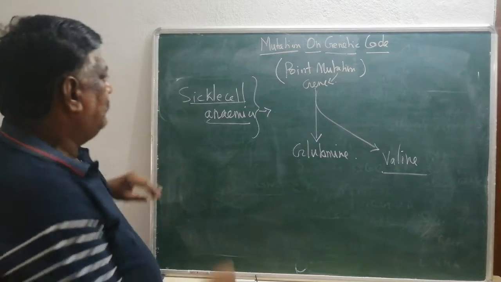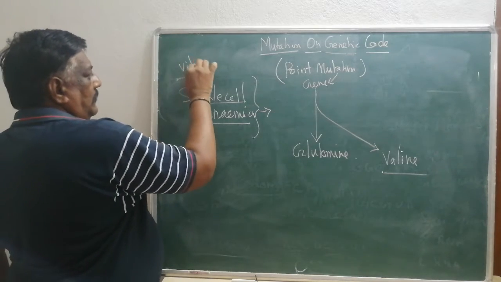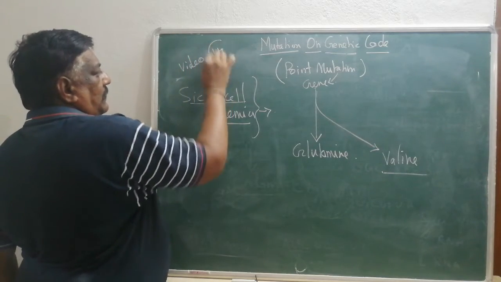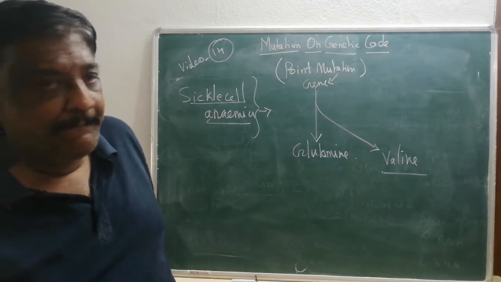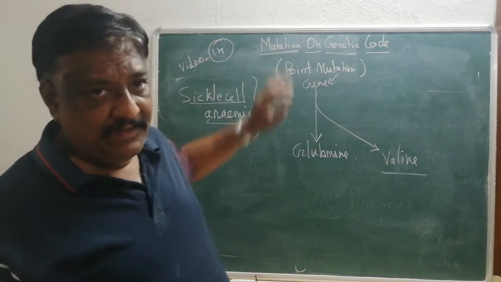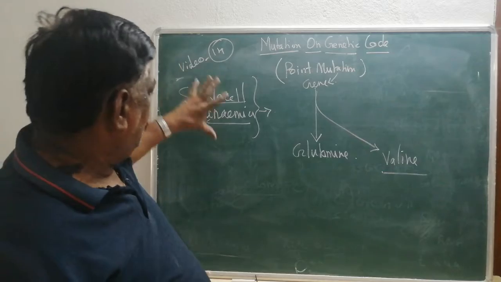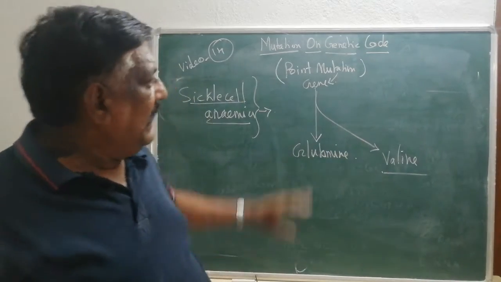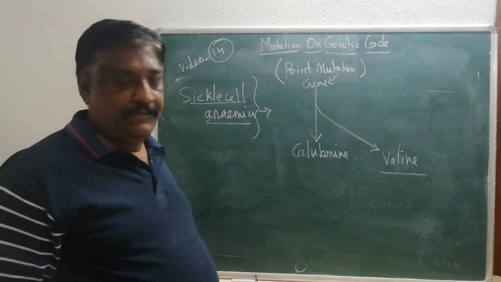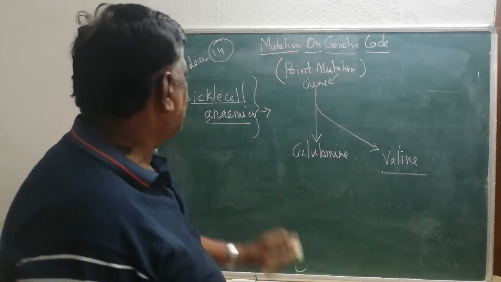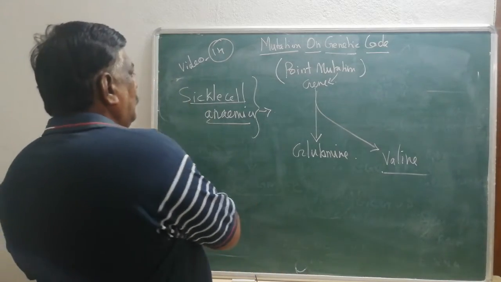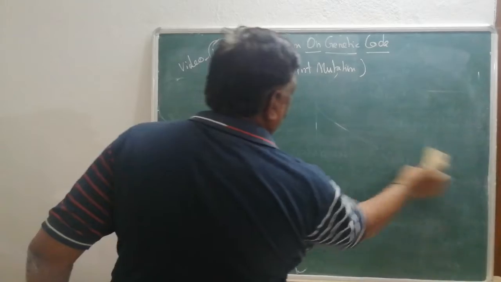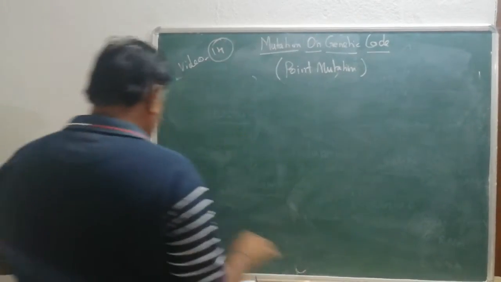We have already seen this. If you want to refer, it is my video number 14; this is video number 18. You refer to 14, you will get it very clear. And this is called the point mutation. We will see with some example to understand how this process takes place.